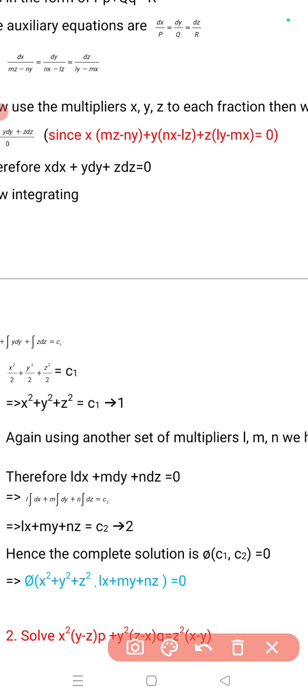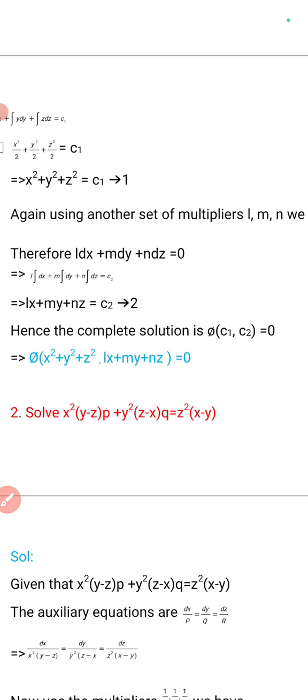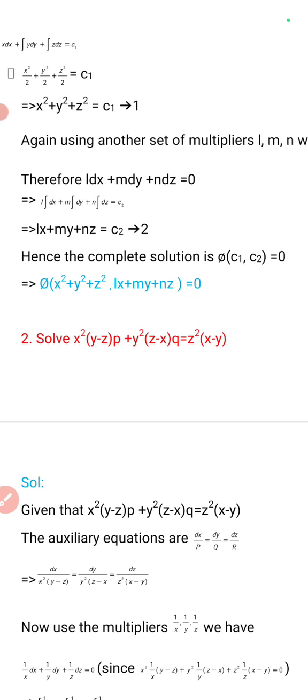So the second problem, what is the second problem here? Solve x square into y minus z p plus y square into z minus x q is equal to z square into x minus y. See, for every model, in every video or slide, I am taking two different problems so that students can understand easily.